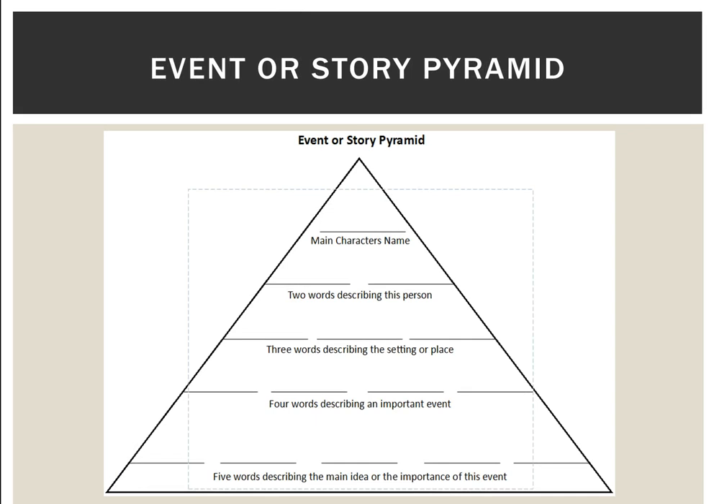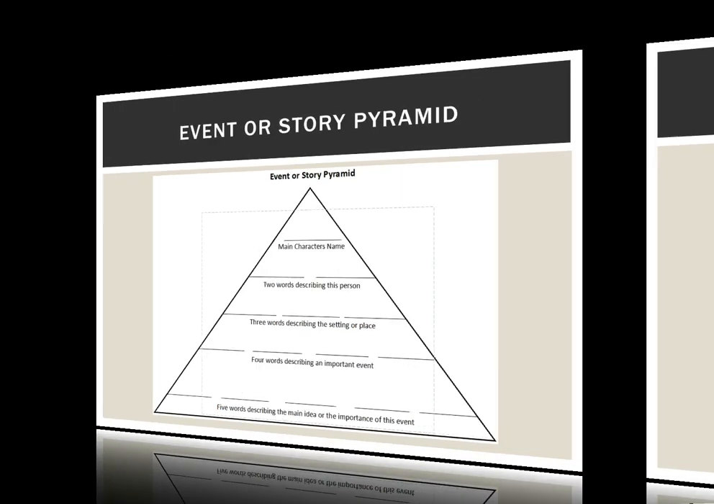So this is the event or story pyramid. So this is when you want to do a bit of a summary. So you can maybe talk about the main character. You can see there it's got the main character's name, then 2 words to describe this person, then 3 words to describe the setting or place, then 4 words to describe the event, and 5 words to describe the main idea or the importance of this event. And again, you're looking at adjectives and adverbs and all those lovely describing things that you should be using in any sort of story anyway.